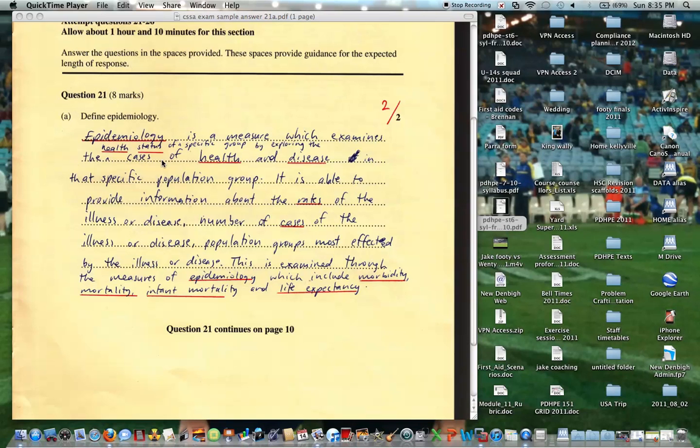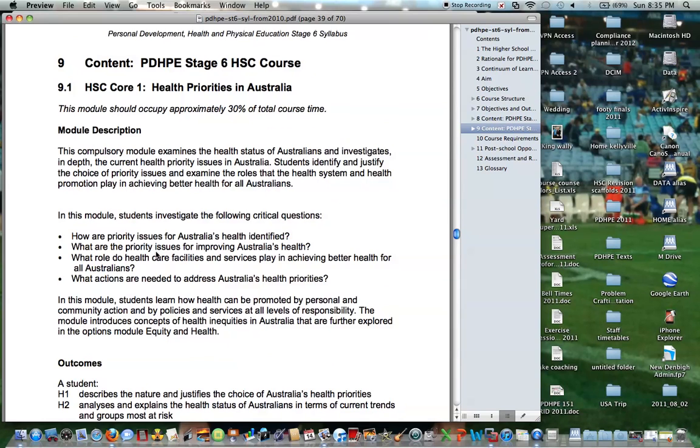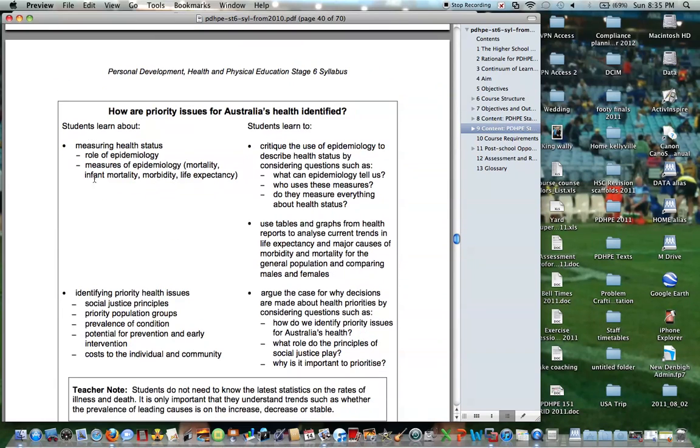Boys, question 21a asks you to quite simply define epidemiology. If we have a look at the syllabus to see where we'd get this from, we'd notice it's in our first dot point, straight underneath where it talks about HSC Core 1. Our first dot point: measuring health status, the role of epidemiology, some measures of epidemiology.